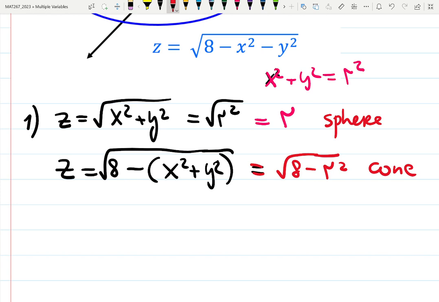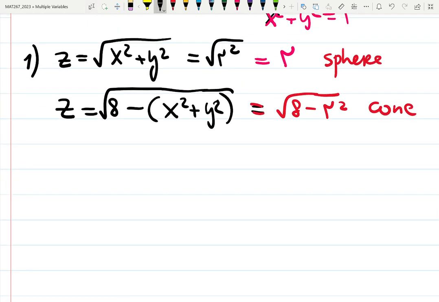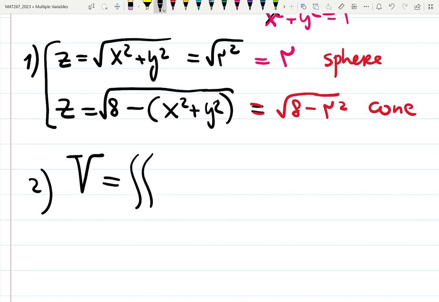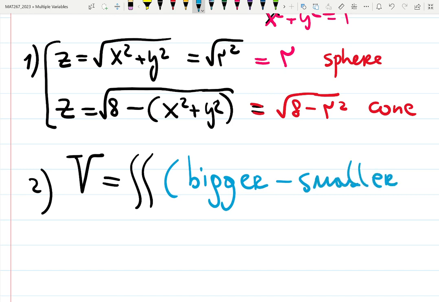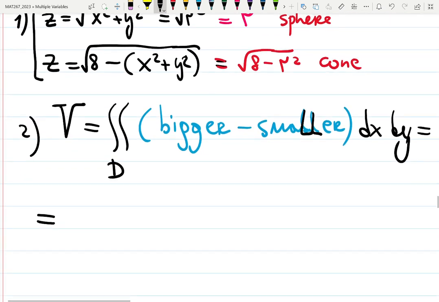And now the idea is how to find the intersection. You take the bigger minus the smaller. We did that in calculus 1, calculus 2, area between graphs. It's always the same idea, and that's why it's so pleasant to have this idea. Bigger minus smaller. The volume of that intersection will be a double integral, and then we'll have bigger stuff minus smaller stuff. We're doing top minus bottom, but in 3D. So in general, it's bigger minus smaller, dx dy over D. And we're converting all of this into polar.